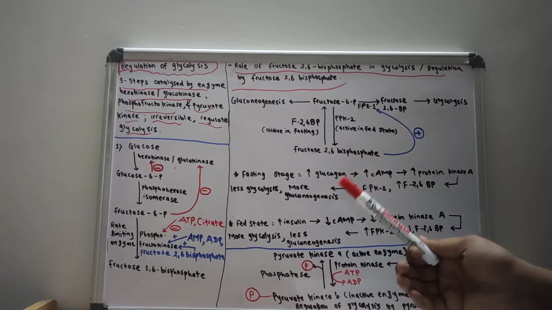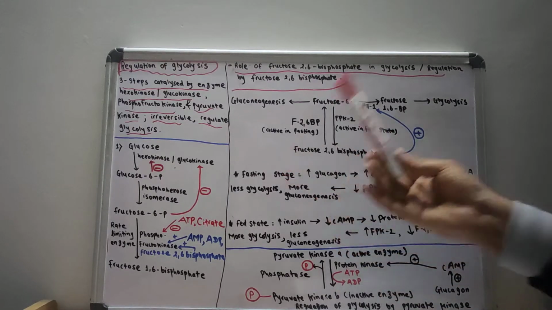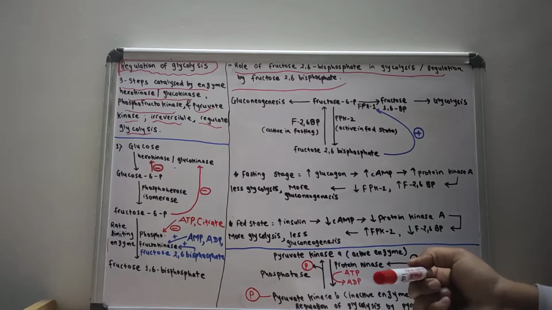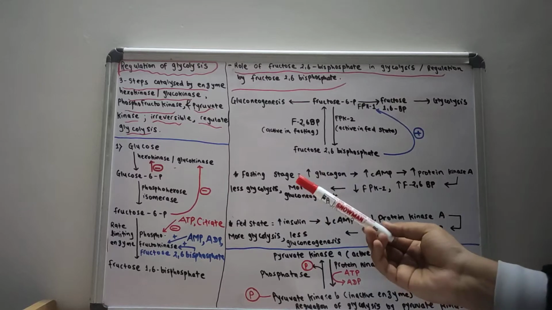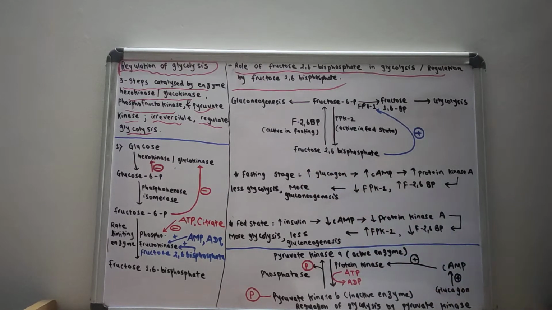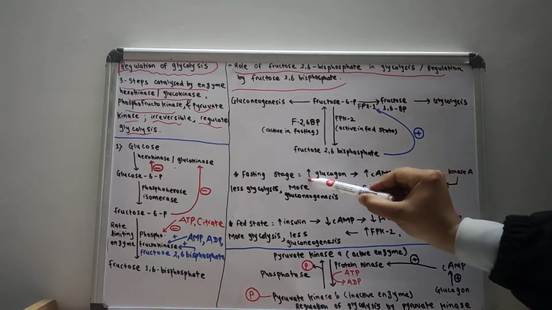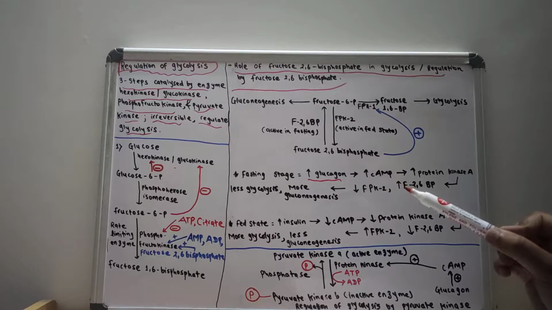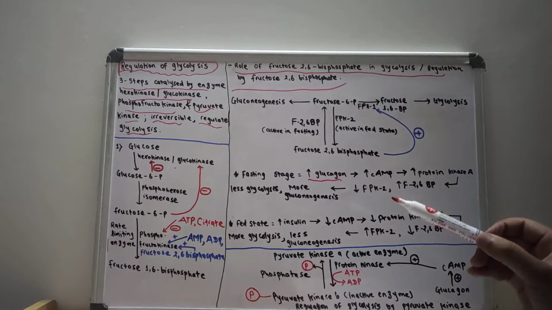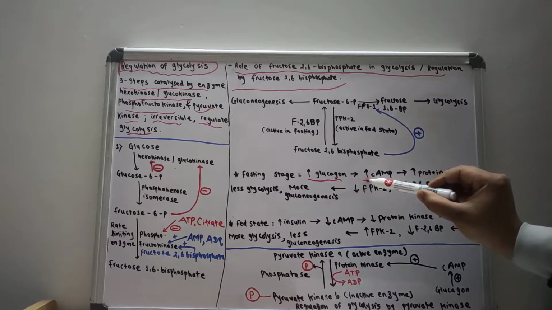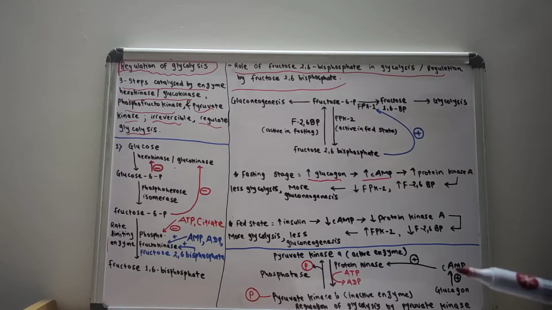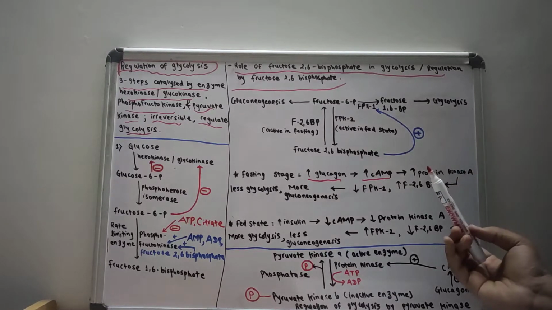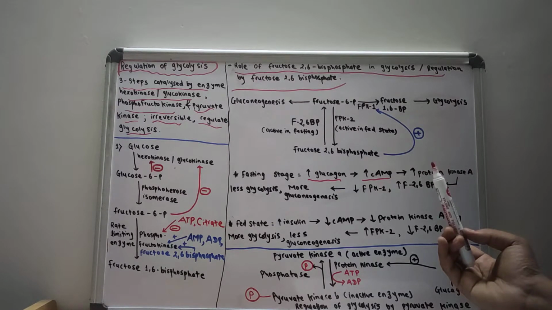We have to know two states. One is the fasting state, another is the well fed state. In the fasting state, what happens? There will be increased production of the glucagon. The increased production of the glucagon will lead to increased cyclic AMP. You have to know that cyclic AMP is the second messenger for certain hormones.